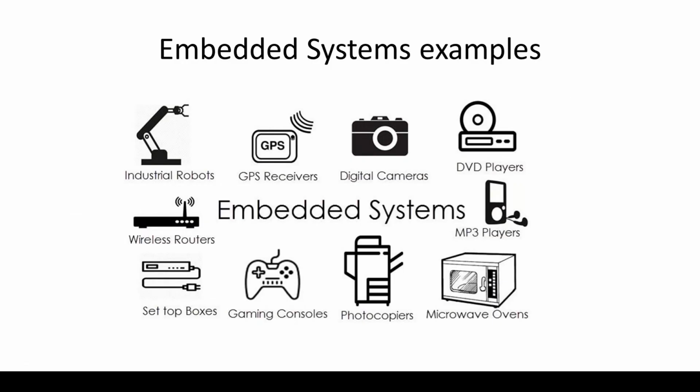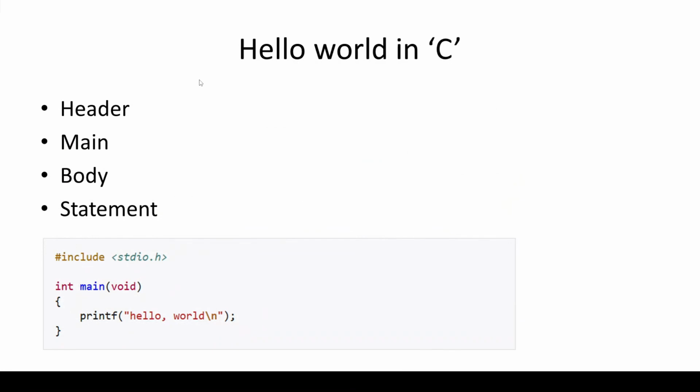Here are examples of embedded systems: industrial robots, GPS receivers, digital cameras, DVD players, MP3 players, which are obsolete nowadays, microwave ovens, photocopiers, gaming consoles, set-top boxes, and wireless routers are a few examples of embedded systems. Embedded system devices are devices having a tiny microcontroller and a piece of software running together, which is called an embedded system. Let's see the Hello World program written in C.